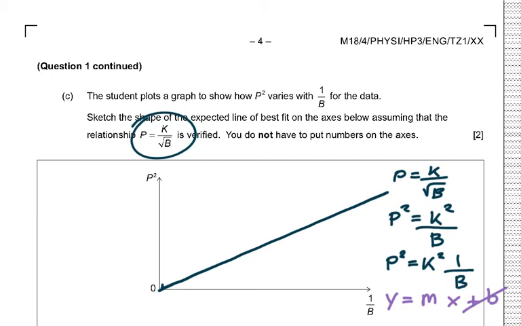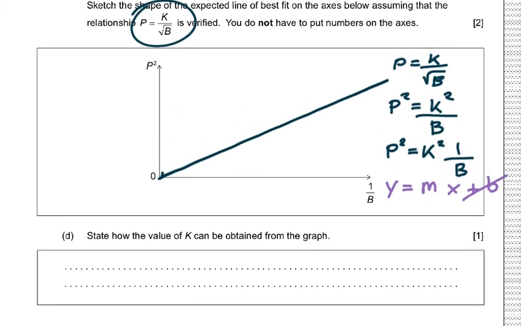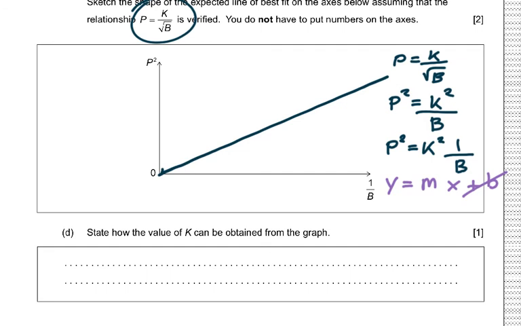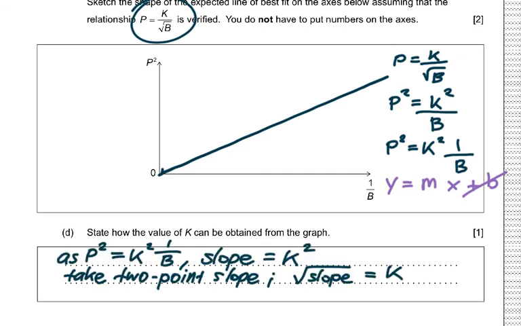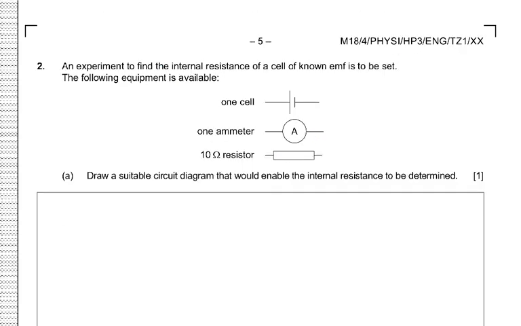Now, what about the constant? Is there anything about the slope? I bet there's a follow-up. State how the value of k can be obtained from the graph. Ding, ding, ding. So the slope would be k squared, the constant squared. So if you took the slope and then took the square root of the slope, that would give you the value of the constant. Sometimes they want you to solve for the constant, but nope, not this time. Next question.